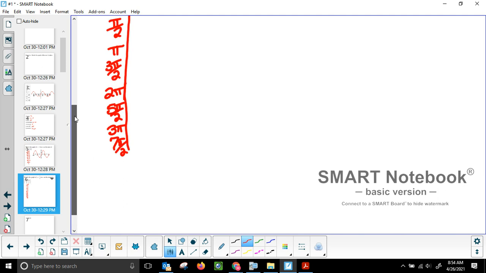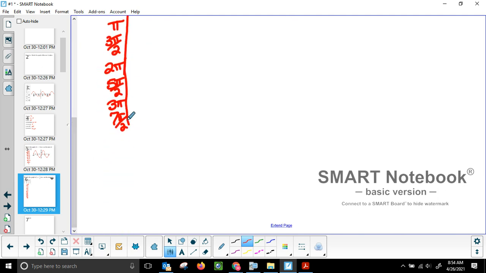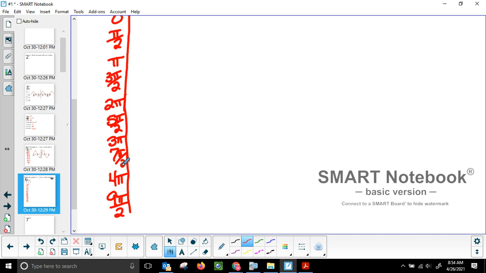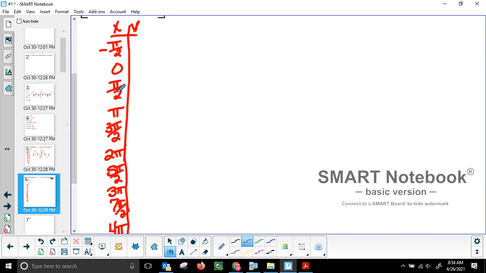What did it tell us to go to? 9 pi over 2. All right, so 4 pi and 9 pi over 2. Yeah, they kind of go all the odds, right? This is really just 1 pi over 2, 2 pi over 2, which of course reduces, 3 pi over 2, 4 pi over 2, which reduces, 5 pi over 2, 6 pi over 2, 7 pi over 2, 8 pi over 2, 9 pi over 2. We're just kind of counting by pi over 2s.